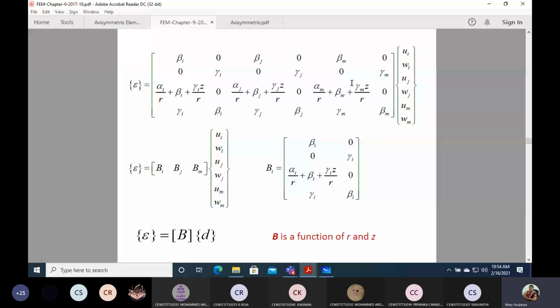Generally, you are not expected to completely solve the problem for all of D, B, and K for axisymmetric problems, because it is very big. But there are chances that you might be asked either to derive the D matrix or to derive the B matrix. So be prepared. All right.